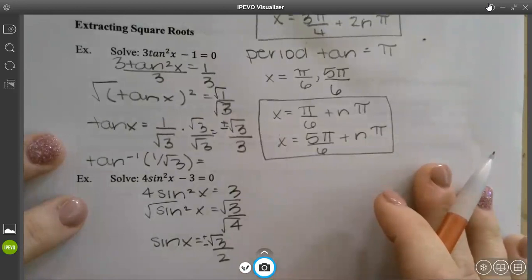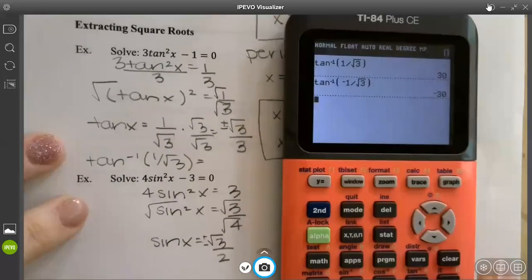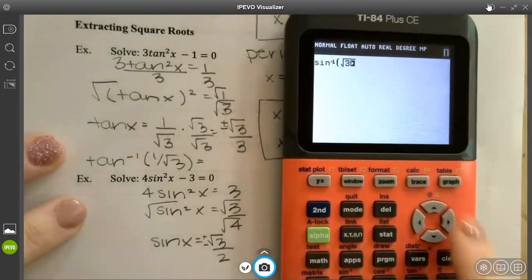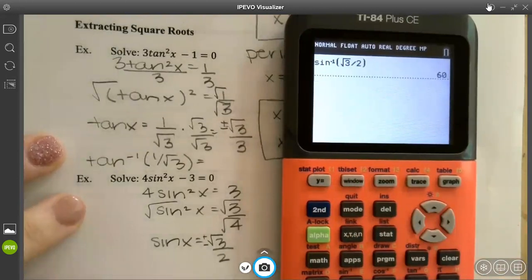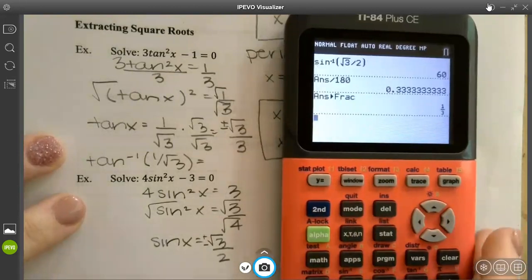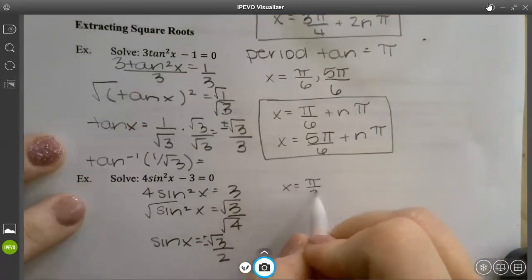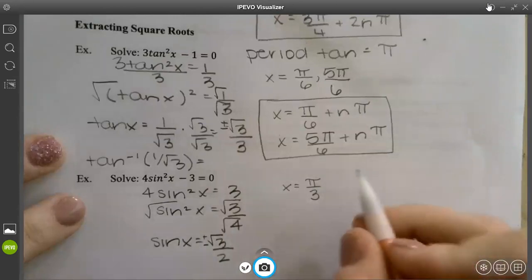Where are they at? Remember, we can try it. How do we put this in our calculator? Sorry, I didn't hit second. Of, which gives me 60 degrees. How do I fix that into radians? Just divide it by 180, right? Math enter gives me 1/3. That's, what else would I put with that?